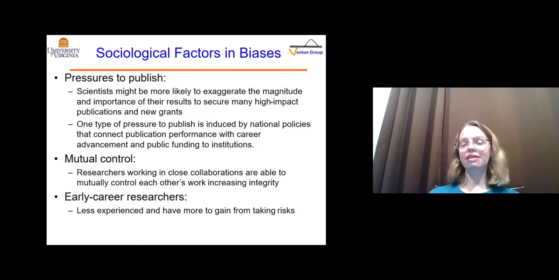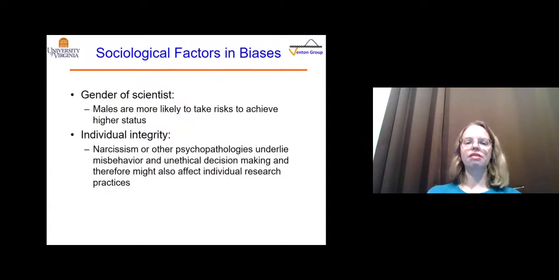All right, and then other factors that are in biases are early career researchers. They find that they typically have seen more biases in papers by early career researchers, with the idea that they are either maybe less experienced and don't know what they should be doing, or they might have more to gain from taking risks. Like, oh my gosh, I've got to have that paper for tenure. Okay, I'm going to risk it and put some bias in or not include all the results, that kind of thing.